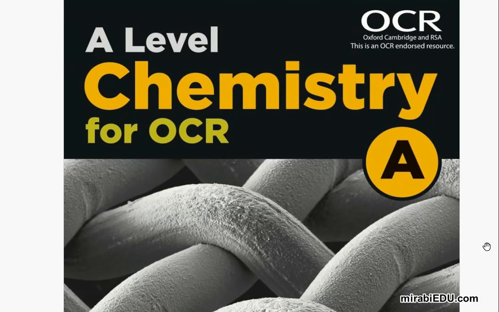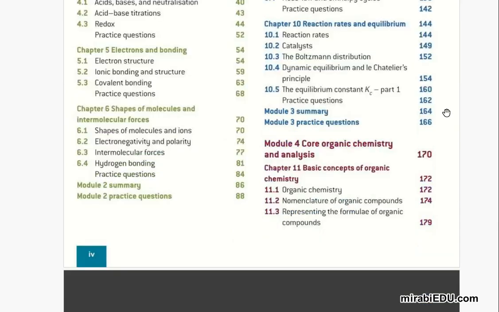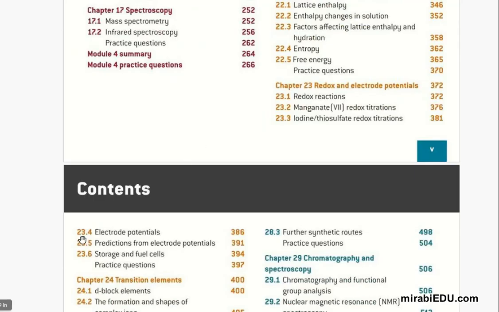I want to teach a bit of A level chemistry. I want to teach a bit of this book, which is the exam board OCR. I chose a section in chapter 23, redox and electrode potential, to teach. Here in chapter 23, section 4, we have electrode potentials.